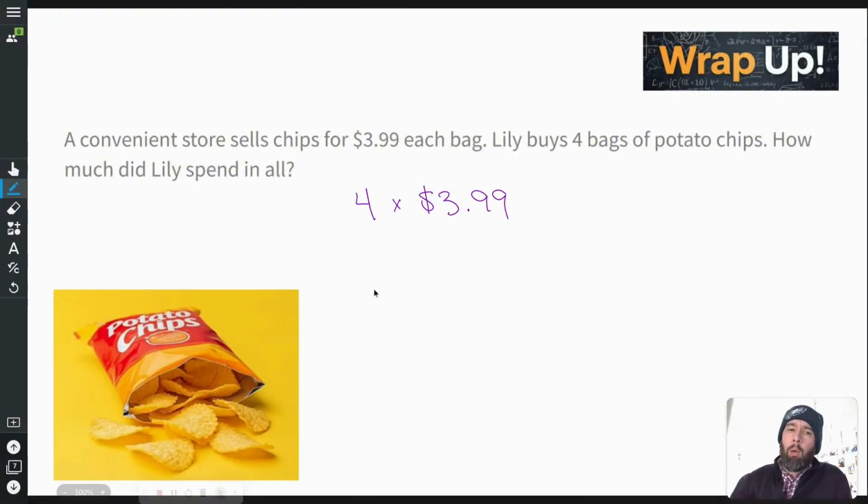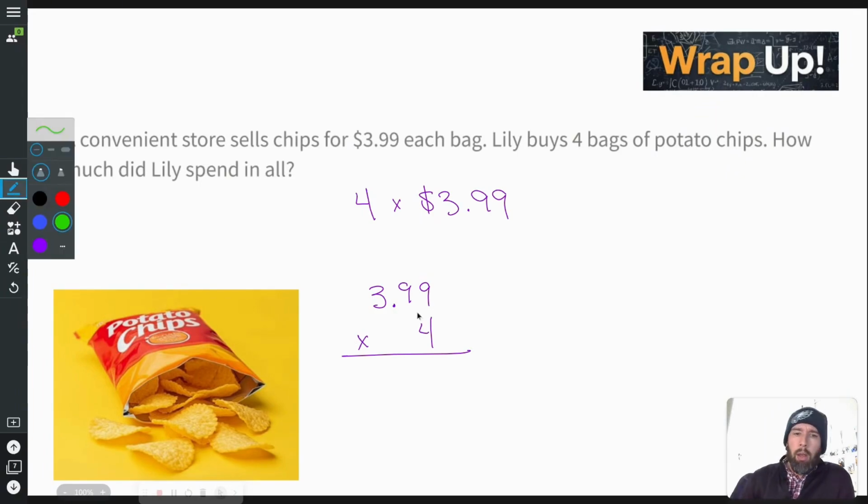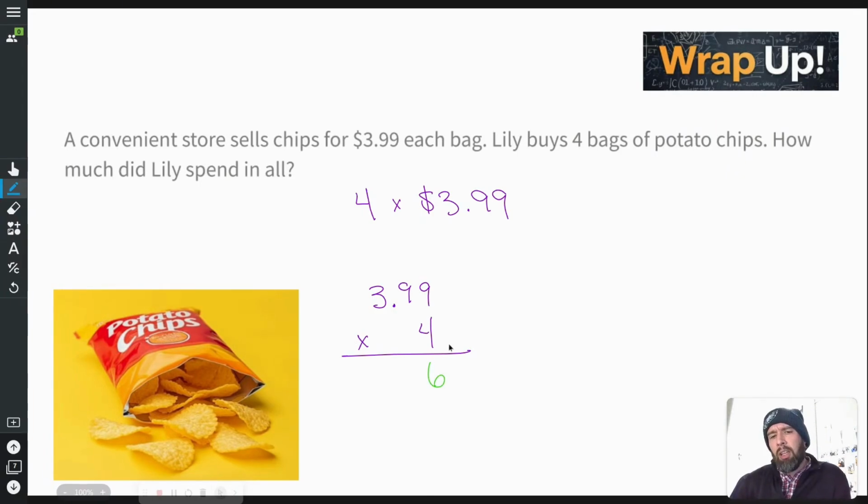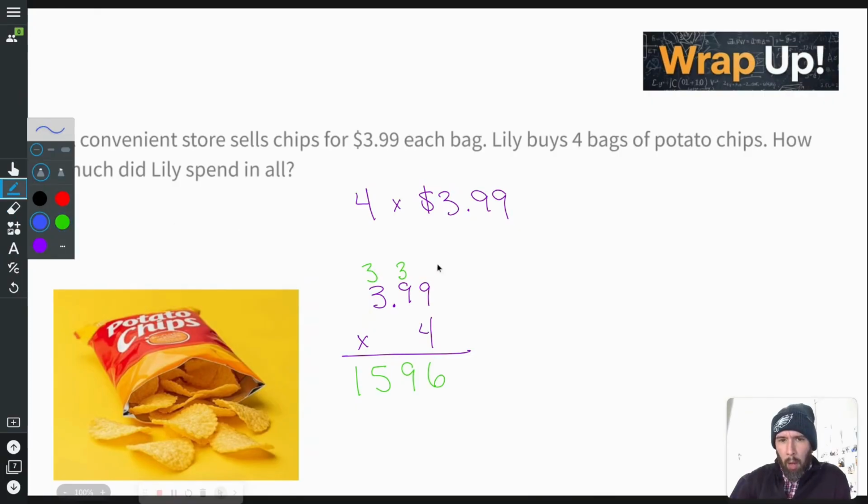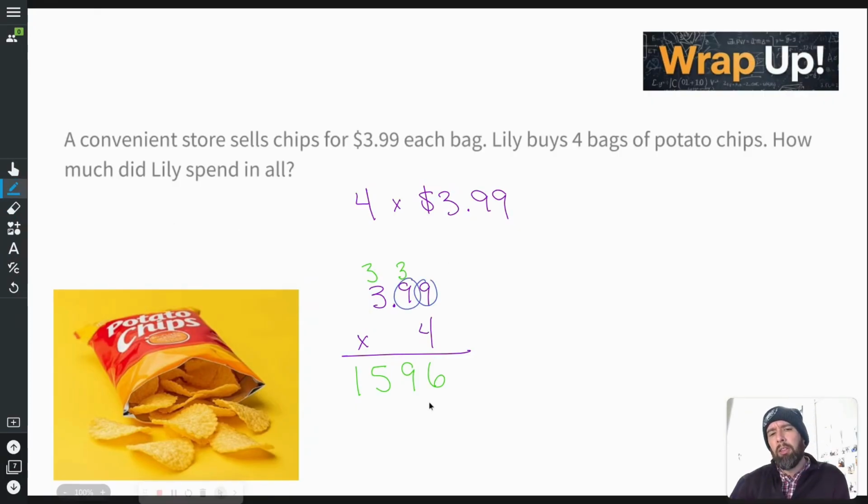When you multiply, it doesn't matter what goes where. So I'm going to put the $3.99 up here and the 4 down there, because I can and you can't stop me. 4 times 9 is 36. There's my 6. There's my 3. 4 times 9 is 36. 36 plus 3 is 39. Put the 3 up there. 4 times 3 is 12. 12 plus 3 is 15. So write out 15. We've got 1, 2 decimal places. So go to the right, 1, 2, put a dot there.